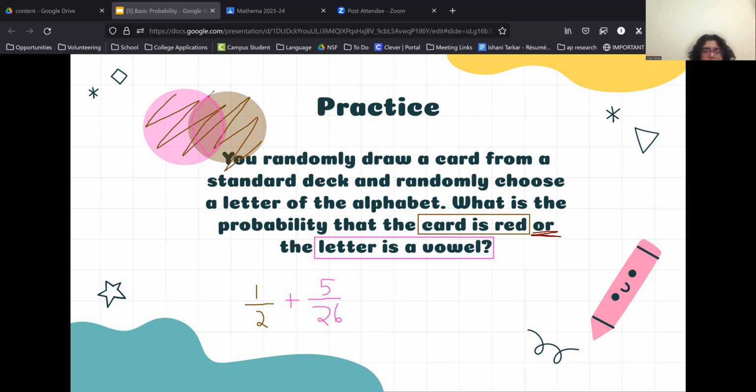So now I am going to subtract this overlap once so that instead of counting it twice, we are only counting it once, right? So the overlap is what we would get if we were to multiply these together, right? So 1 over 2 times 5 over 26.